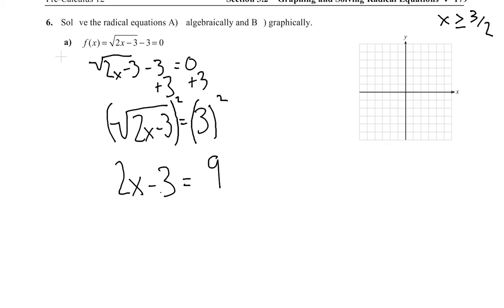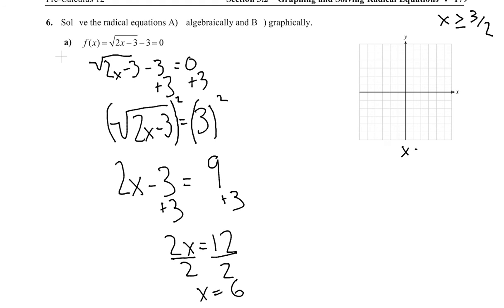And then we want to get rid of this minus 3 on the left side. So we are going to add a 3 to both sides. And now we have 2x is equal to 12. And then let's get x by itself, and just going to divide both sides by 2. So we have x is equal to 6. And so we know that our x-intercept is 6, 0. So that's great.